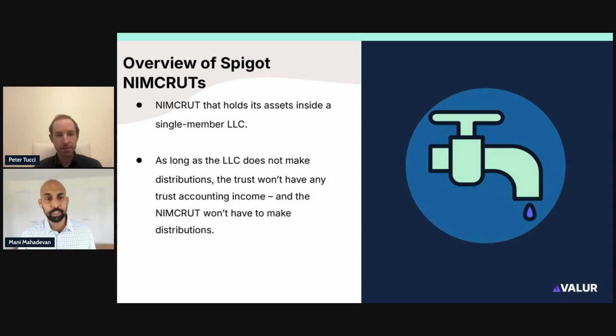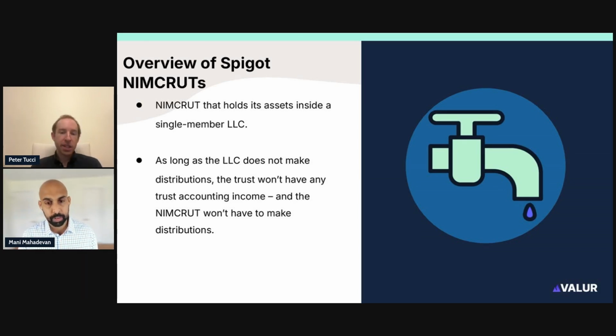Yeah. And so really the point is, with a normal NIMCRUT, unlike a standard CRUT, you don't have to take that full percentage of distributions each year, but you have to take the realized income. With a Spigot NIMCRUT, it doesn't matter whether you sell Apple stock or receive dividends. It's your choice when you take distributions. So you can control when you need the money, and until then, really maximize the pre-tax growth. Is that a fair assessment?